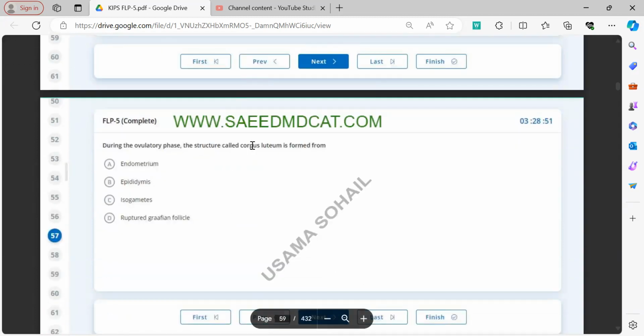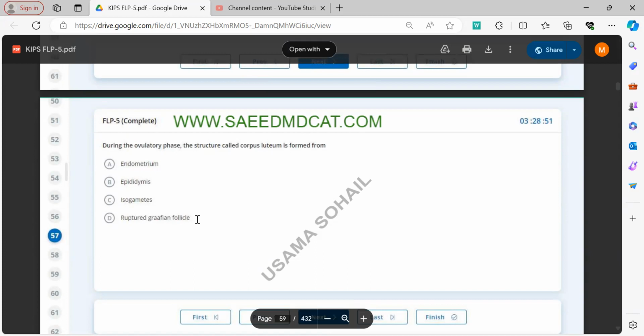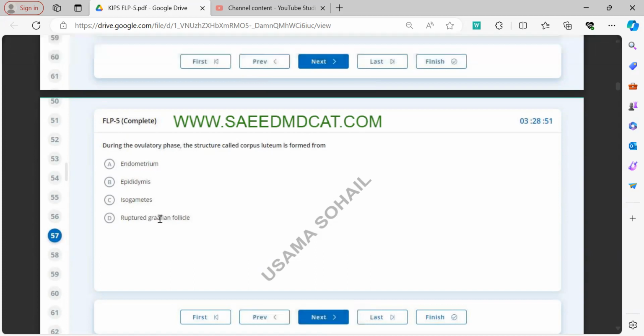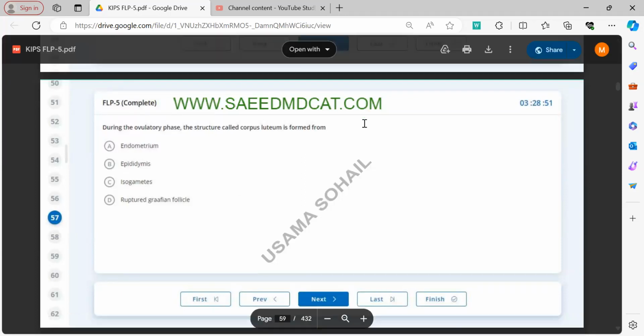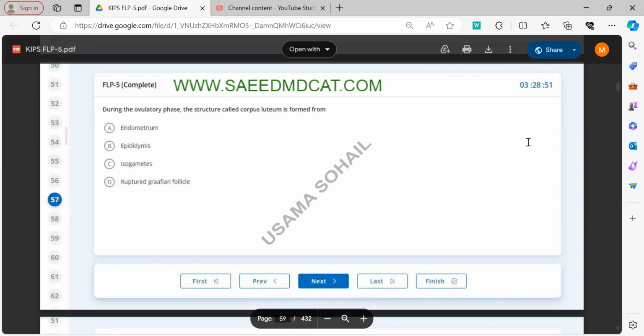In question number 57, the correct option will be a ruptured graafian follicle, because when a graafian follicle is ruptured, the structure which is formed is known as the corpus luteum. And you need to know that the maximum chance of ovulation is on the 14th day, and generally the life span of a female ovum is only about 24 hours, whereas that of a sperm is 72 hours.